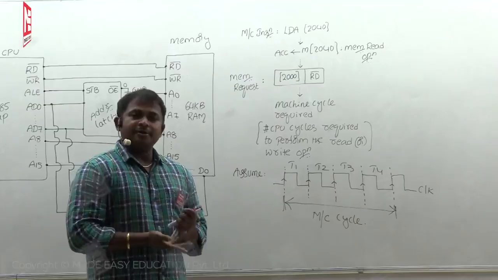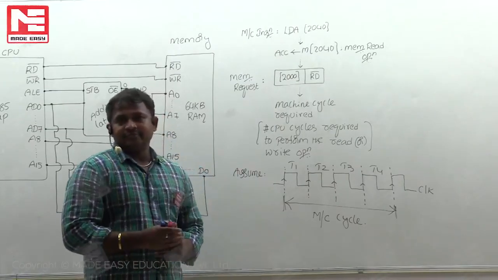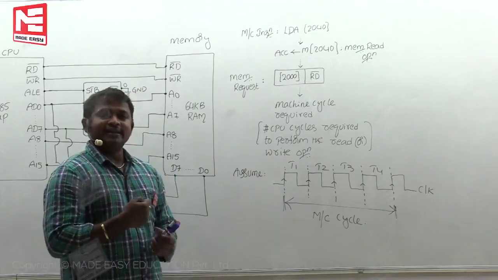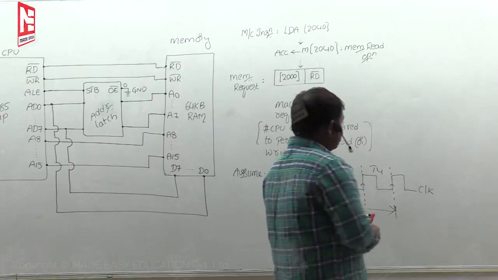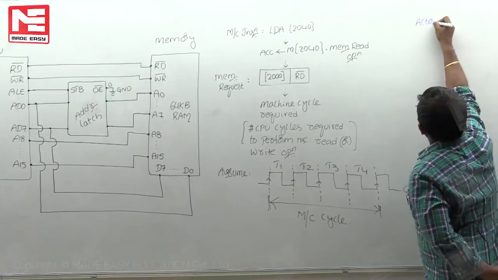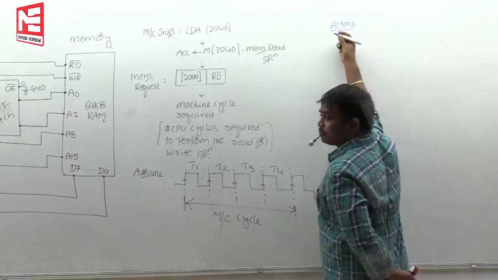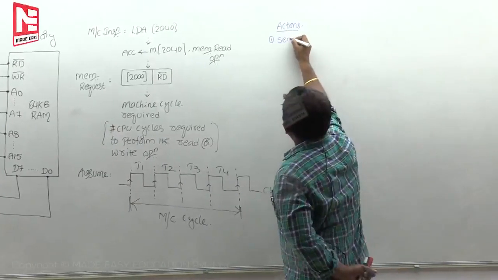So in the machine cycle, the memory operation will be completed. A memory read operation or memory write operation is supposed to be completed within the machine cycle, right? What are the actions required to complete the memory operations in the machine cycle? Okay, listen to this. First action: send the address.